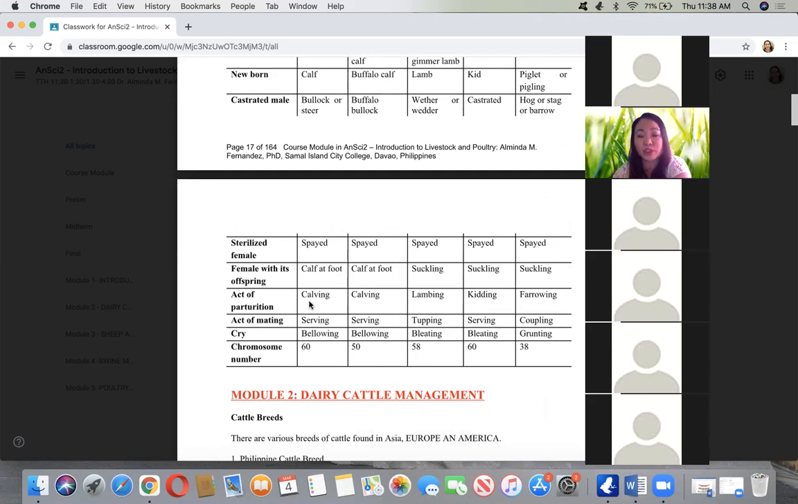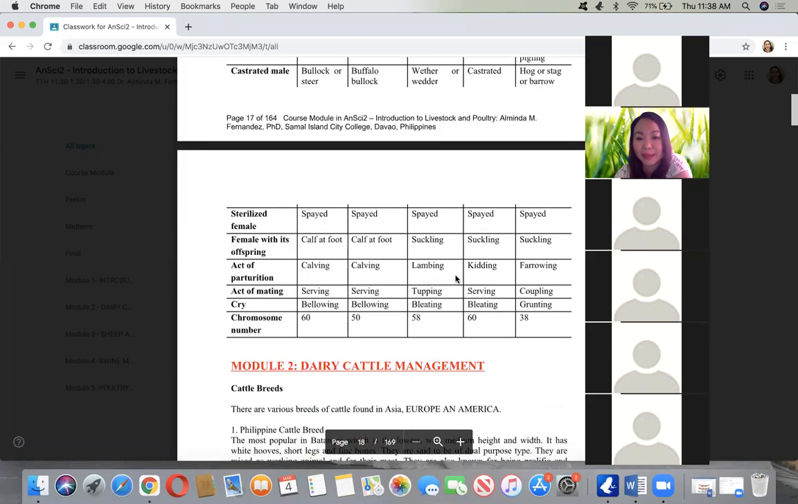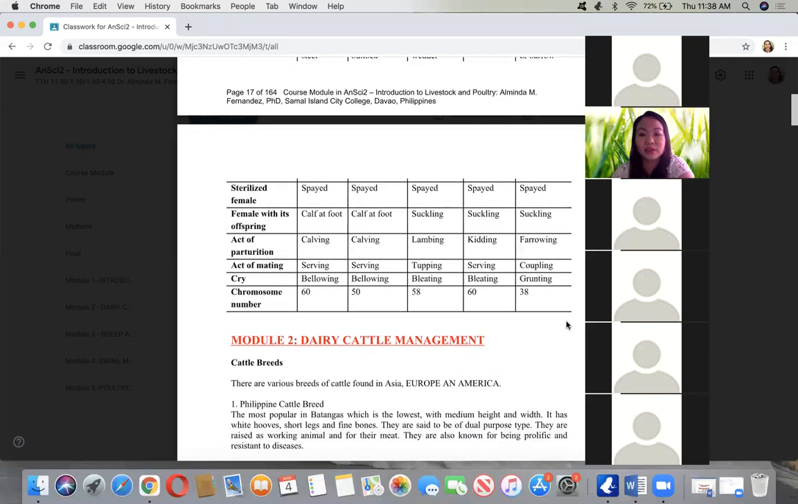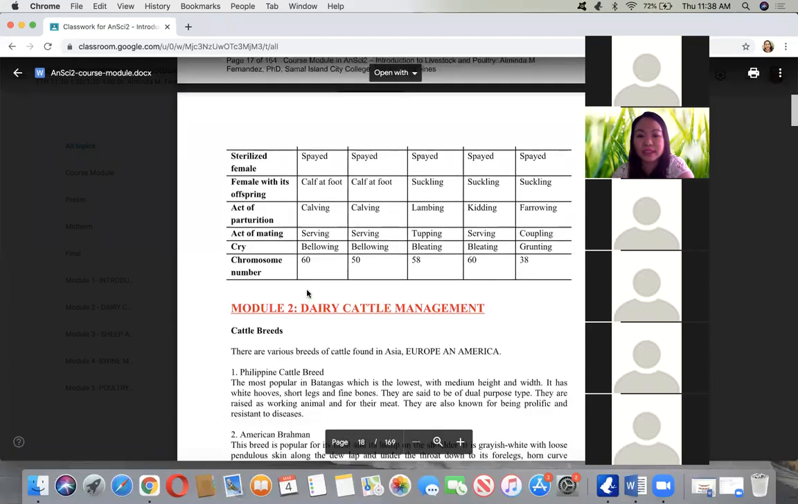The act of giving birth is called calving for cattle and carabao, lambing for sheep, kidding for goat, and farrowing for swine. And the act of mating is called serving, topping, and coupling. And when they cry, there are also terms: bellowing for cattle and carabao, bleating for sheep and goat, and grunting for sow. Their chromosome numbers are 60, 50, 58, 60, and 38. So goat is almost the same as cattle.